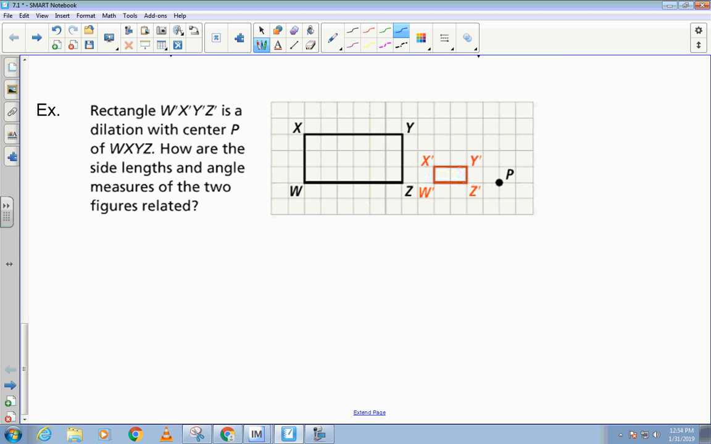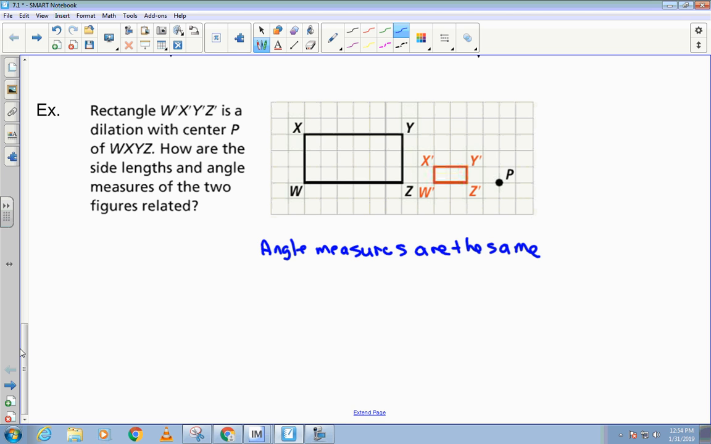Rectangle W prime, X prime, Y prime, Z prime is a dilation with a center P of W, X, Y, Z. How are the side lengths and angle measures of the two figures related? Well, what do we know about the angle measures? They're all the same. They're 90-degree angles, aren't they? We can tell because of the graphic. Okay, so the angle measures are the same. How are the side lengths and angle measures related?